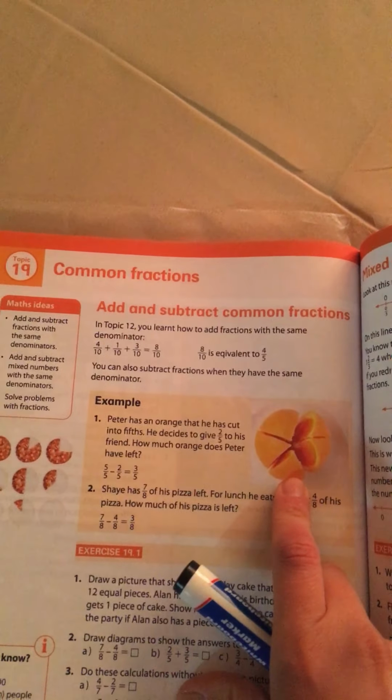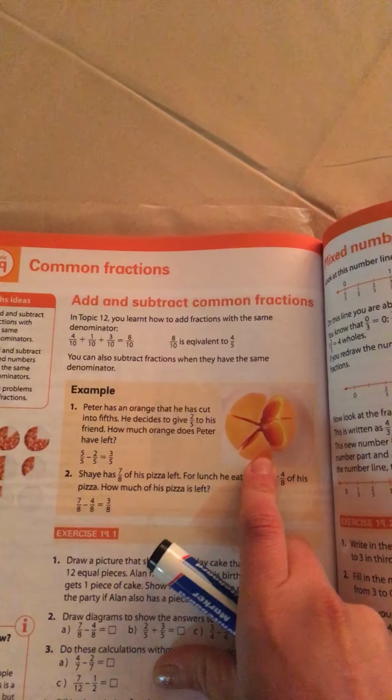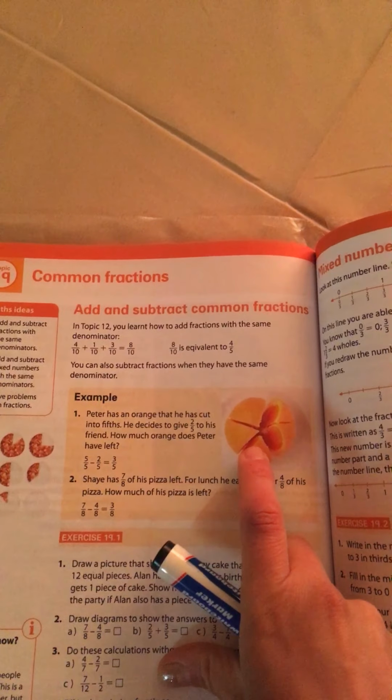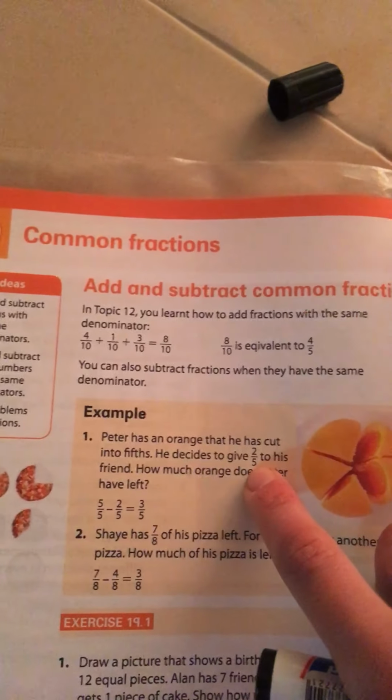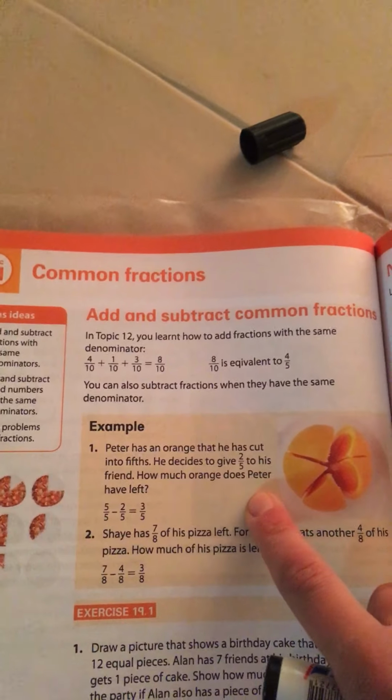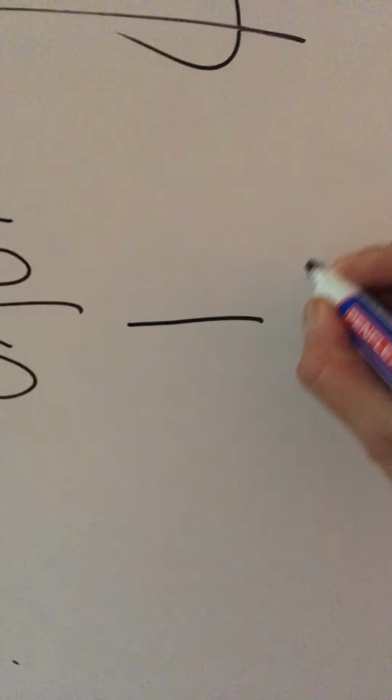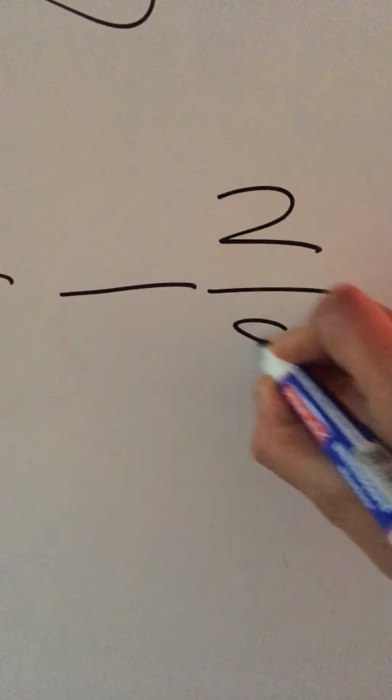So Peter has an orange. He decides to cut it into fifths. Fifths means 5 pieces. 1, 2, 3, 4, 5 pieces. So when you cut an orange into 5 pieces, you will sit with 5 over 5 at the end of the day. Then he decides to give 2 fifths to his friend. Okay, so he has 5 pieces and now he wants to give 2 away. So we are subtracting 2 fifths that he gives his friends.